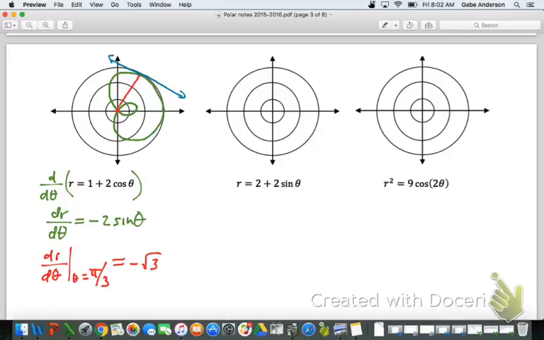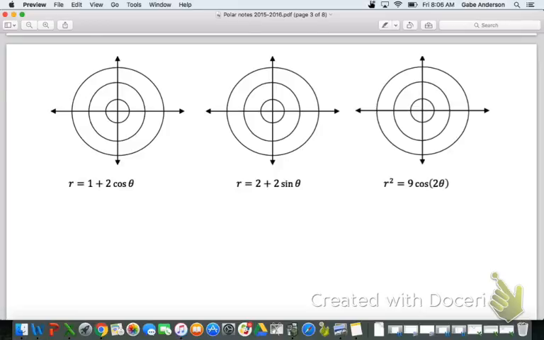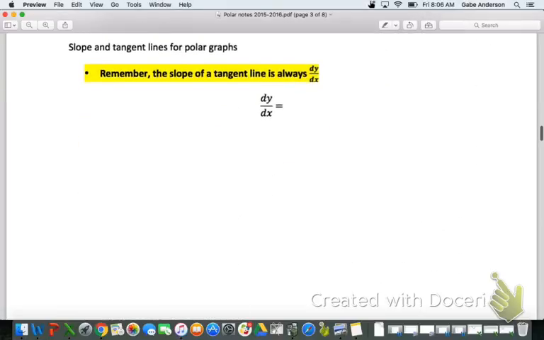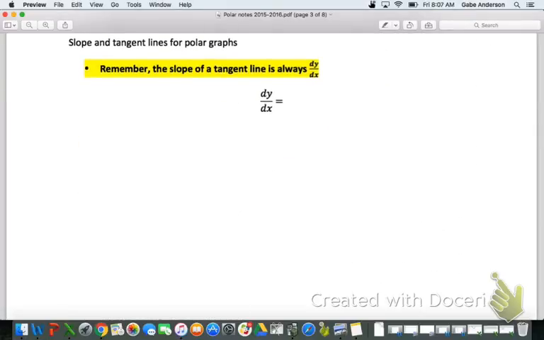That makes sense? Okay, so let's go ahead and look where we're supposed to be looking, I guess, here this morning. So that would be back to here. And let's take a look at slopes of tangent lines and tangent lines with these polar graphs.